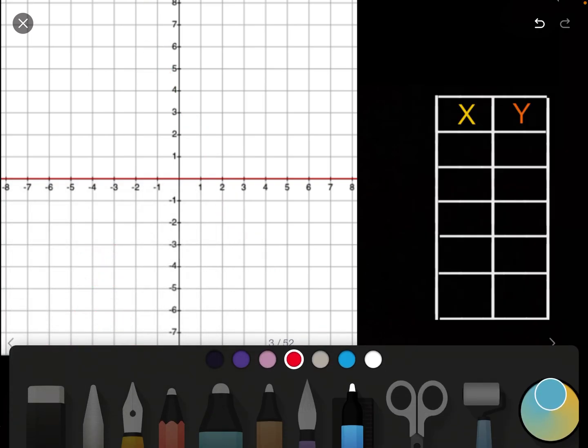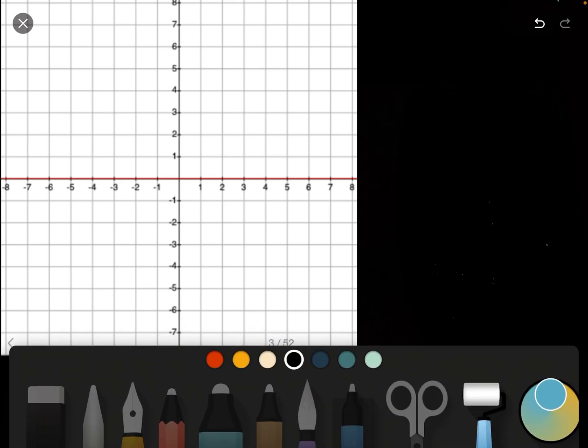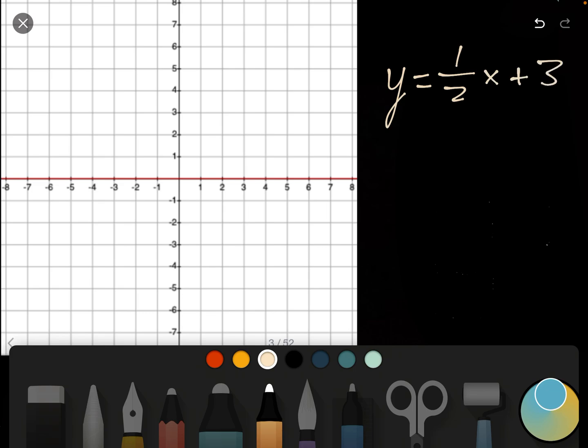All right, let's do one more. Let's do a fraction here. So we have the equation y equals 1/2 x + 3, okay? Our m is 1/2. Don't think anything else. Change in y is going to be +1. Change in x is going to be +2.